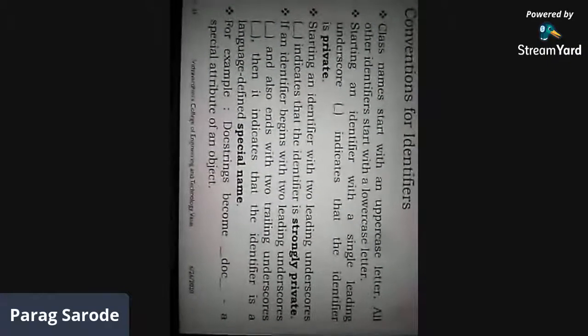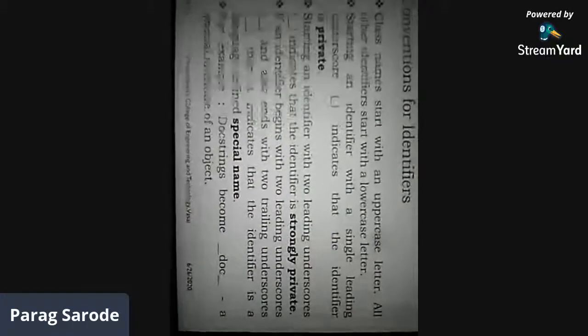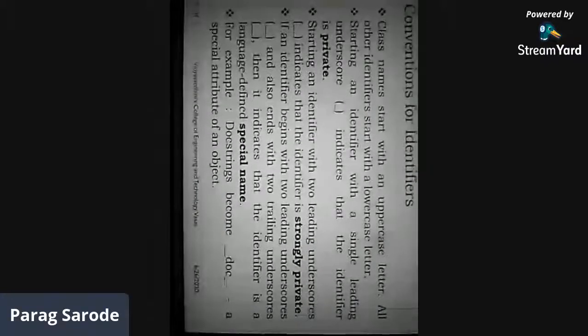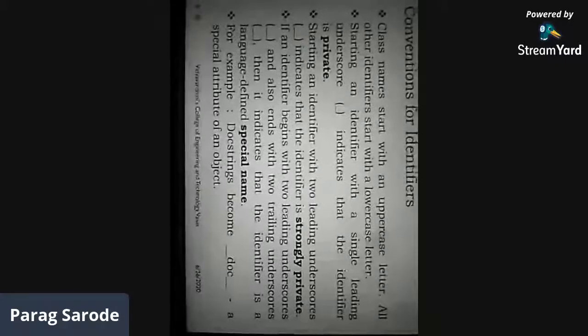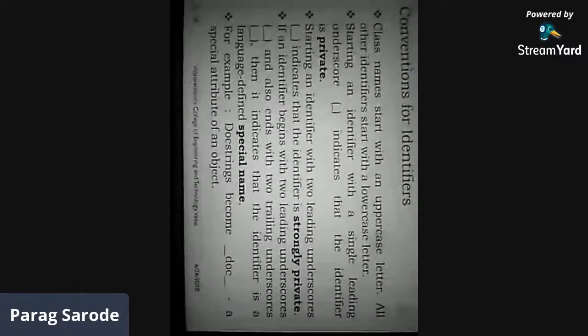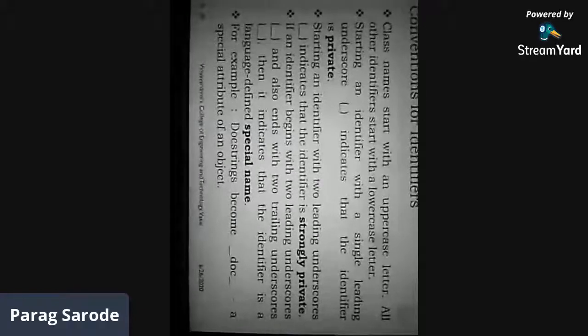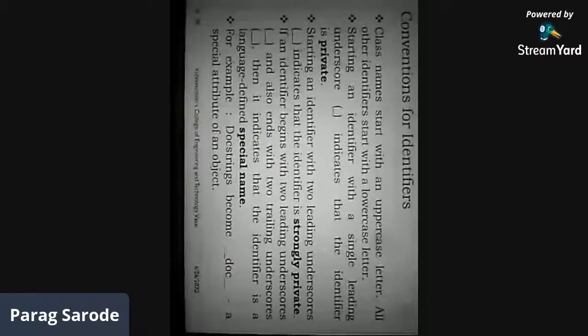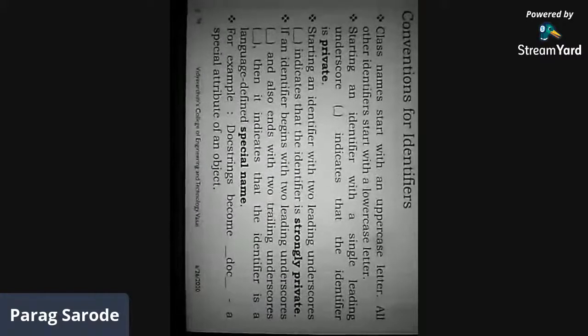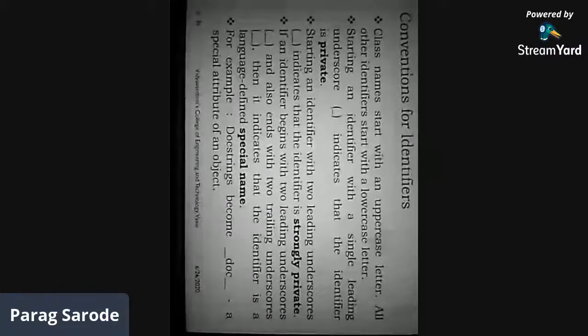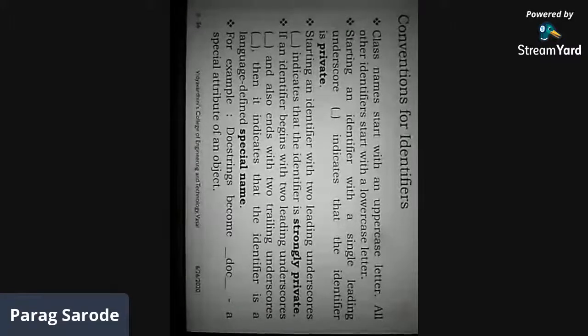Now, what are the conventions? Different Python conventions are: class name starts with an uppercase letter and all other identifiers start with a lowercase letter. Whenever you declare any class, its name should start with an uppercase letter, although it's not a rule. So if you write it with a smaller letter, it will work. But as an indication or as a convention, class name should start with an uppercase letter and all other identifiers should start with lowercase letters.